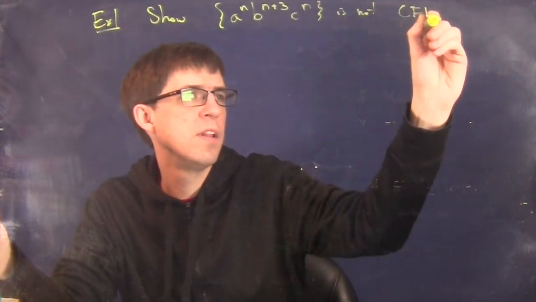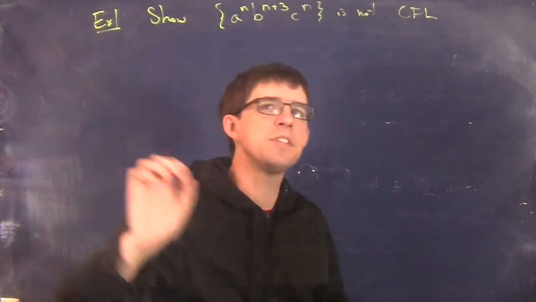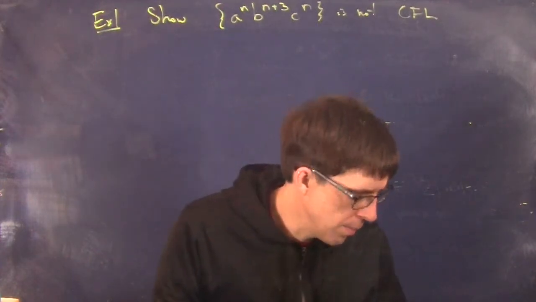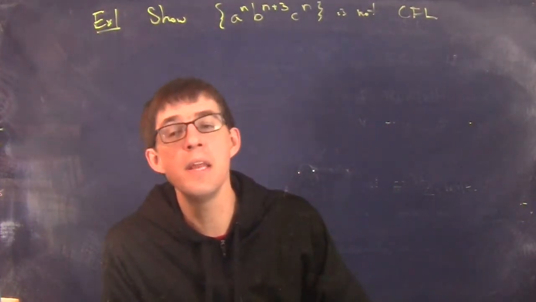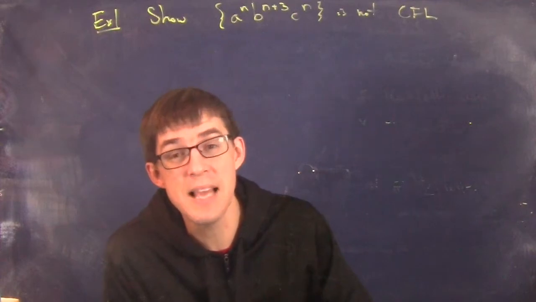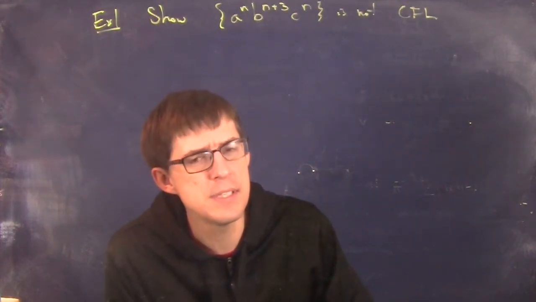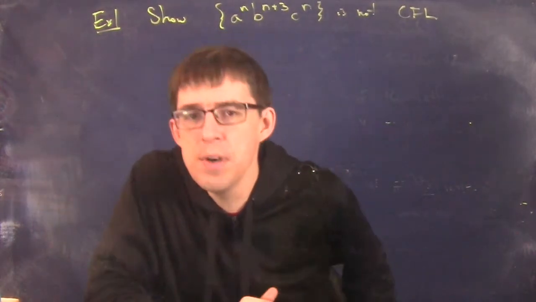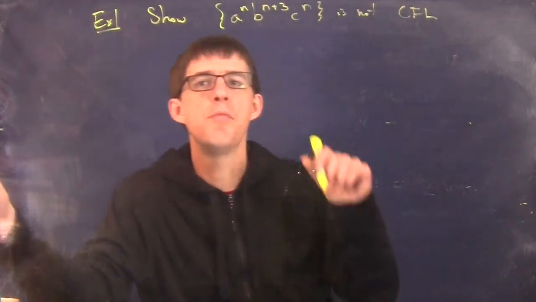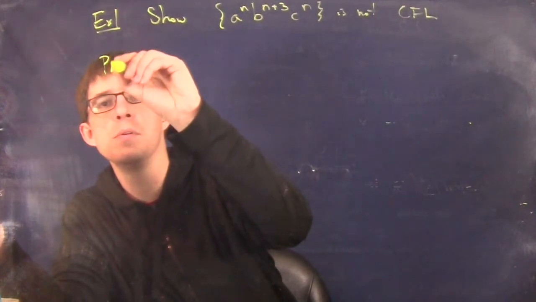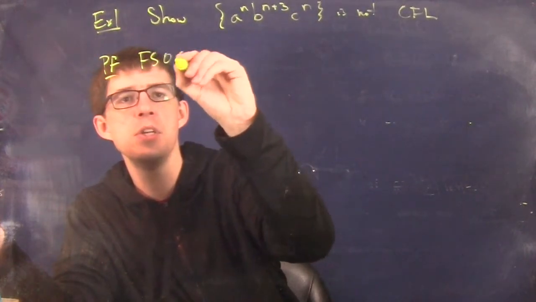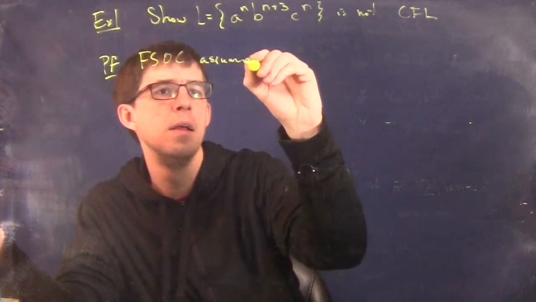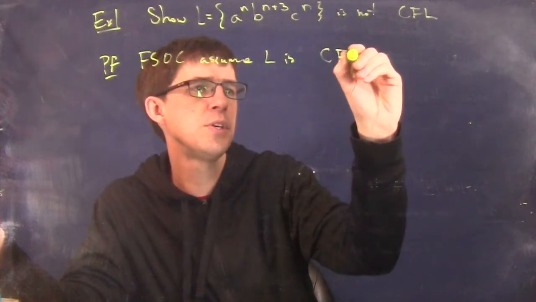All right, let's try this one. Let's show that a to the n, b to the n plus 3, c to the n is not a context-free language. It's really not, and the proof of this is almost exactly the same. Maybe every single word is exactly the same. Not exactly, but very similar to the one that we did before. I'm going to say, for the sake of a contradiction, assume, let's call this L, L is a context-free language.